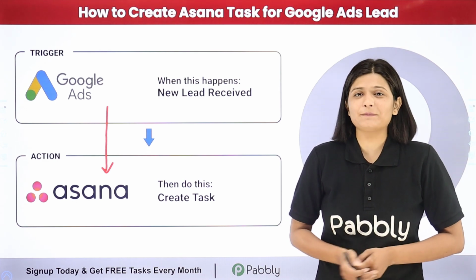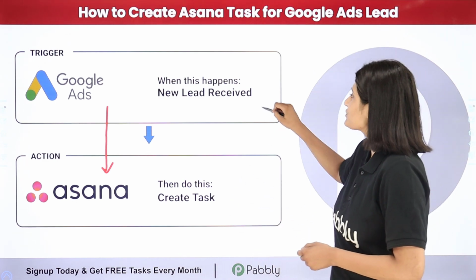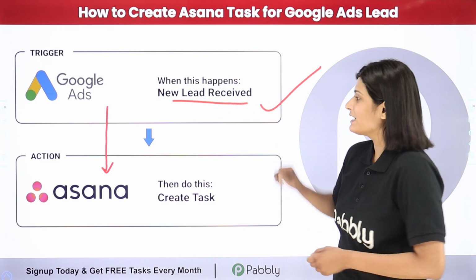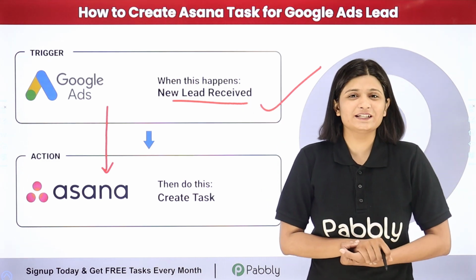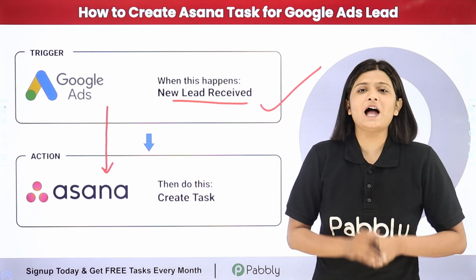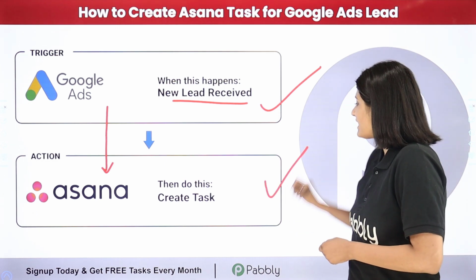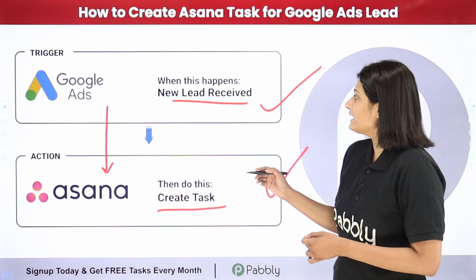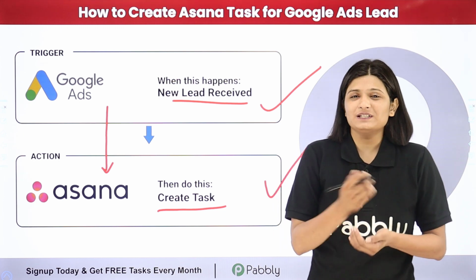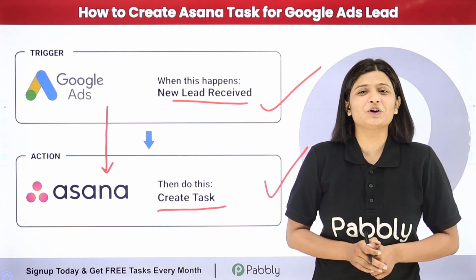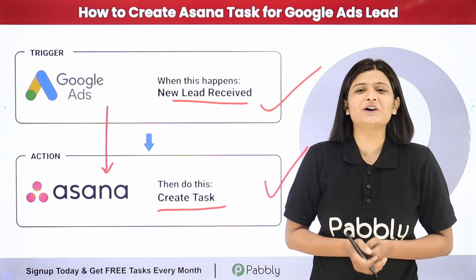Here as my trigger application, I am going to take Google Ads, from where I will receive a new lead, and this complete workflow will get triggered. And then in my action application, I am going to take Asana, where the task will be created as soon as I receive a new lead. If you want to learn this amazing automation step by step, then let me take you all to my screen.